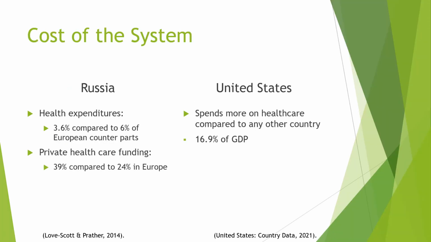Another important part of the healthcare system you should take note of is the cost of the system. In Russia, health expenditures are very low. It's usually 3.6% of the GDP compared to the 6% of their European counterparts. And the United States actually spends more on healthcare compared to any other country at 16.9% of the GDP. Russia also has a higher percentage of private healthcare funding, 39% compared to the 24% in Europe. And they're funded both privately and through the government for their health insurance.